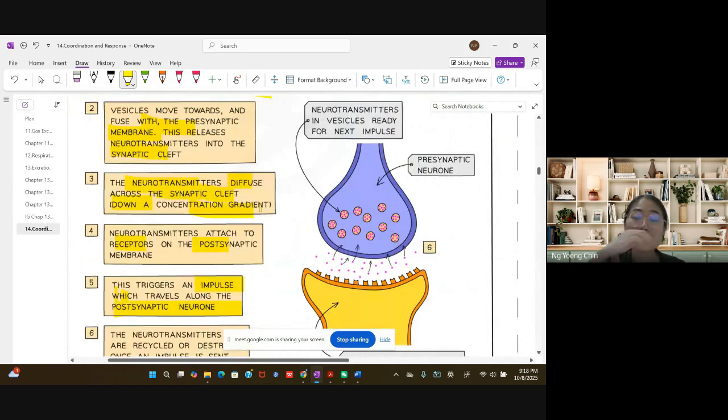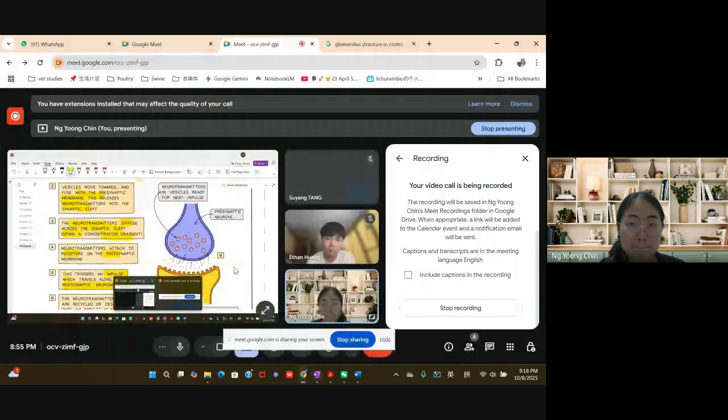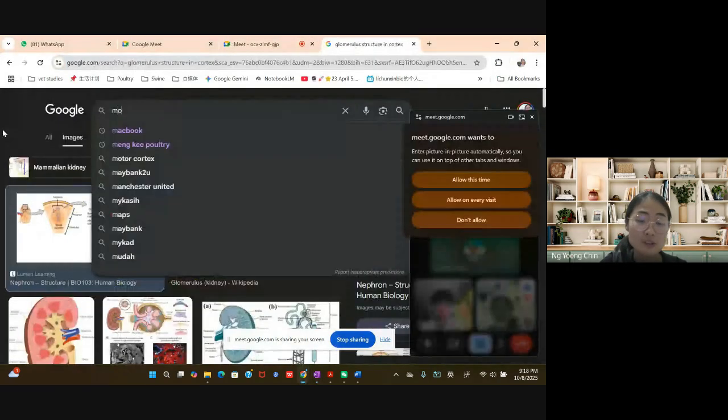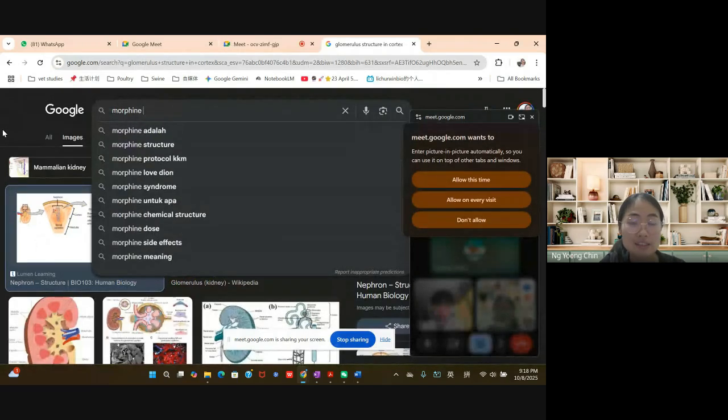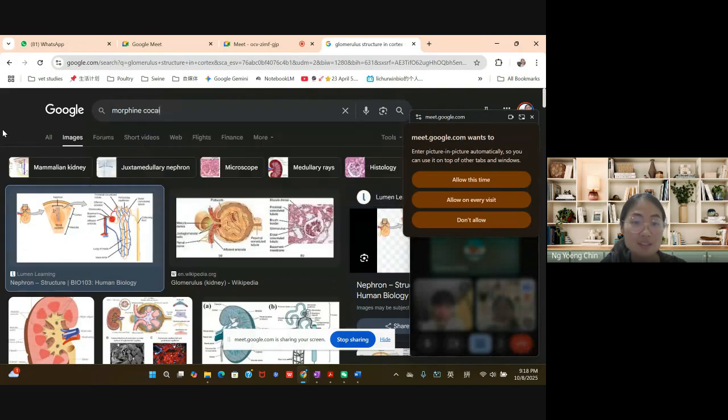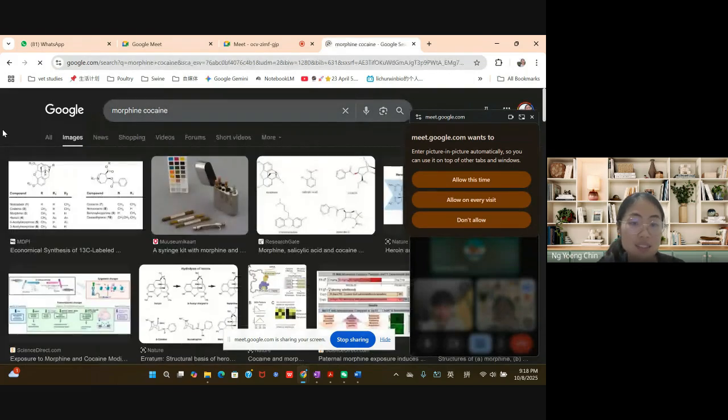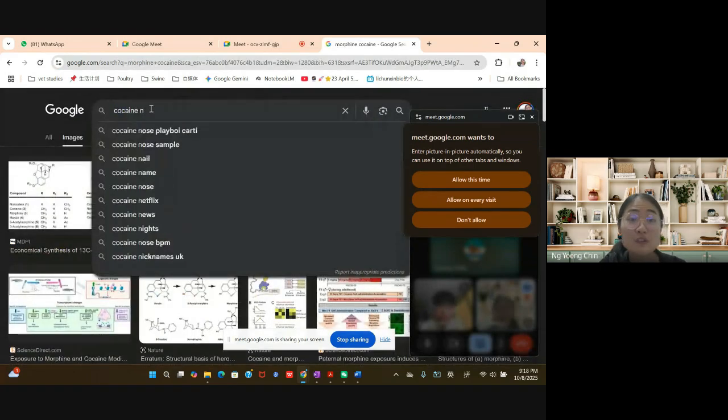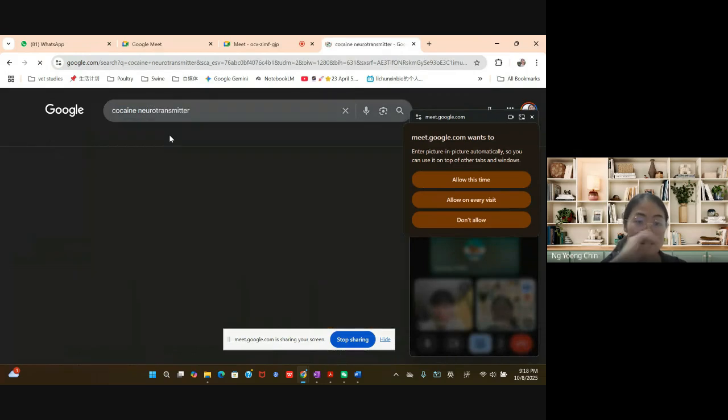I think you have heard about drugs before, right? Like heroin, morphine, drugs like this. 毒品, of course, drugs. Actually these drugs are playing with your neurotransmitter. Oh, this is cocaine, those drugs. They are actually playing with the neurotransmitter. They will bring a euphoria effect to your body.